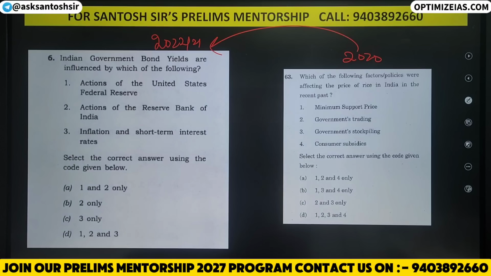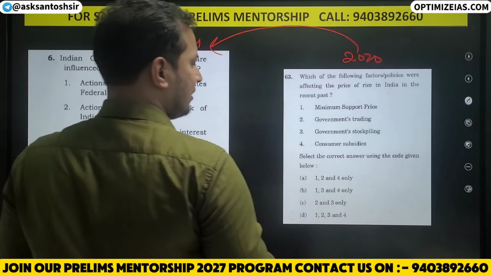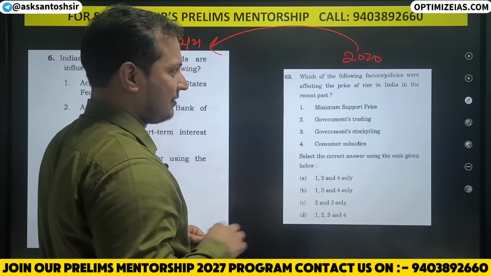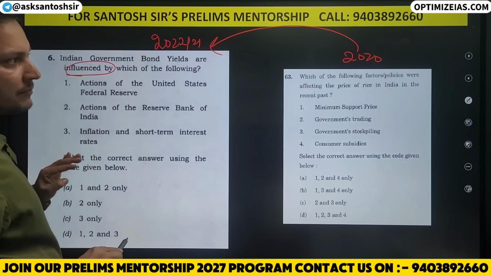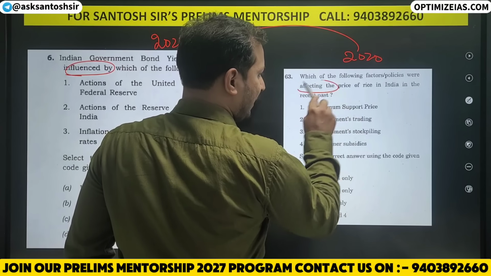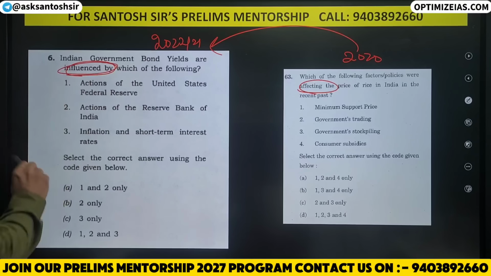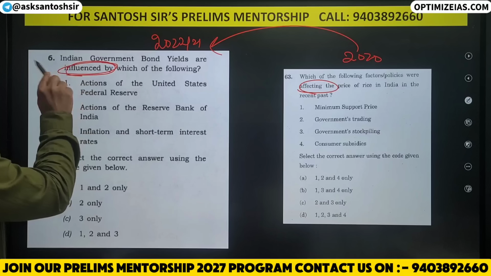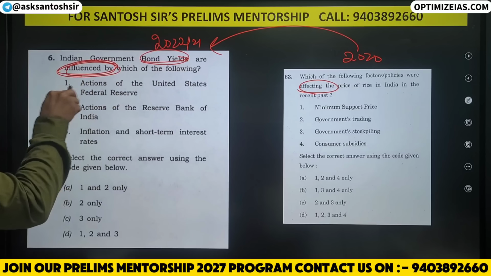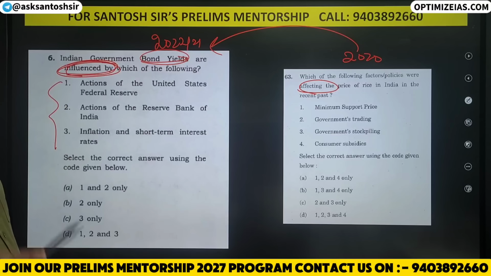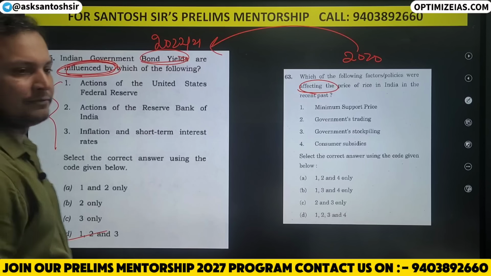I am giving you 2 minutes, everyone. Please tell me the technique. What technique can you apply here? Guys, whenever in the UPSC prelims examination they talk about it will impact, or it will be influenced, affected by or influenced by. For example, let us read this question. Indian government bond yield is influenced by, and they will give you 2-3 things. Always in such questions, the answer will be D.